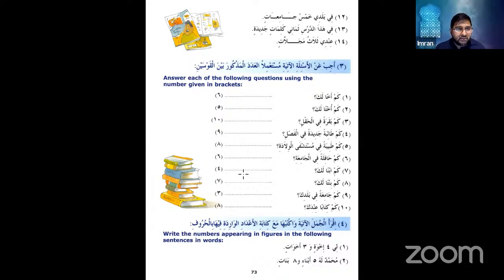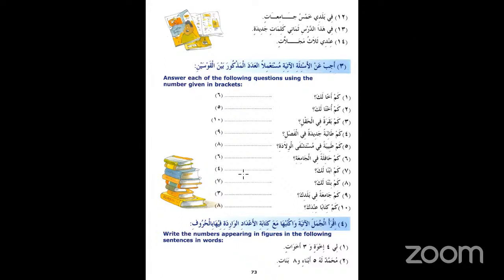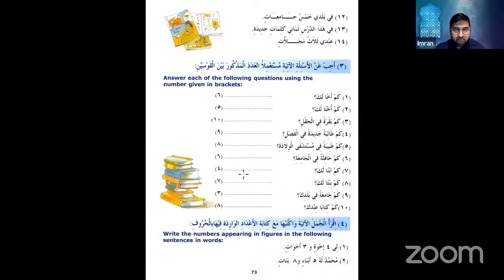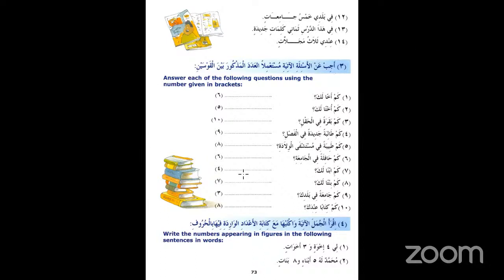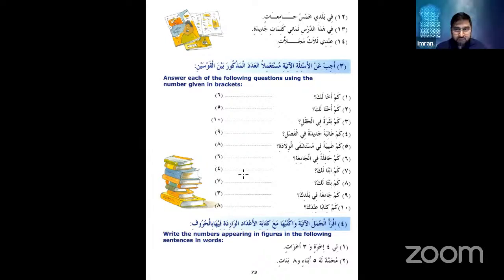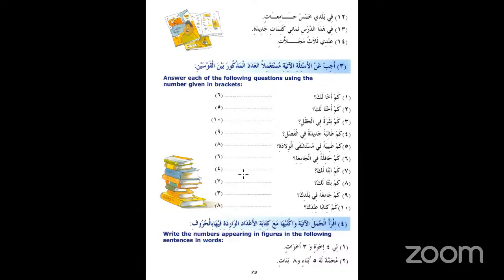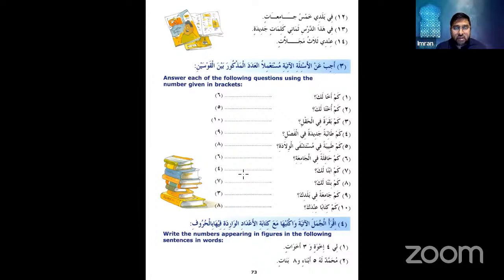I missed someone. Zahra Rizvi. كم جامعة في بلدك? How many universities in your country? Correct. So جامعة, you need the masculine number. في البلد ثلاث جامعات. Correct.